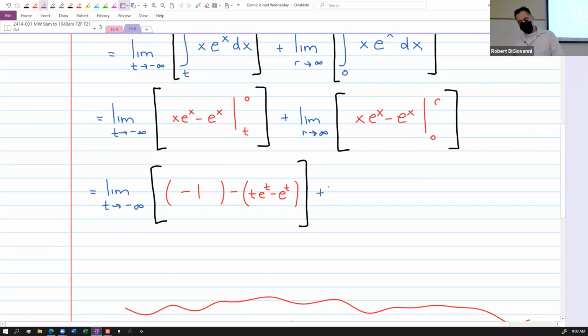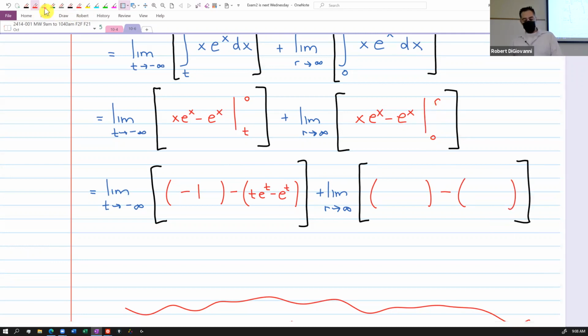And then I add to that the other limit with r going to infinity. And then again, I'll have two things here that need to be subtracted. When I plug in r, it just replaces all the x's with r. So r e to the r minus e to the r. And when I plug in 0, we did that earlier. Didn't we get -1? Like that. This all makes sense? No questions?